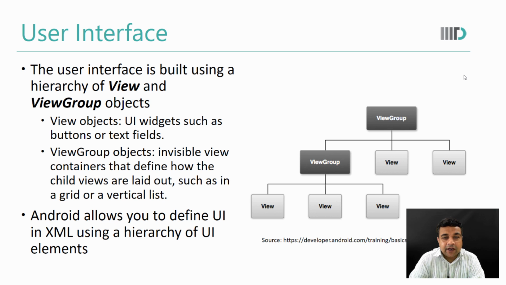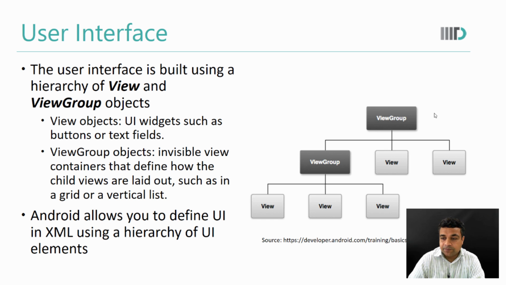A user interface in an Android application is built using a hierarchy of view and view group objects. The view objects are simple UI widgets such as buttons, text fields, radio buttons, etc., while view group objects are the containers. These are the view containers that define how the child views are laid out, such as in a grid or a vertical list, and these are the containers of different other view objects.